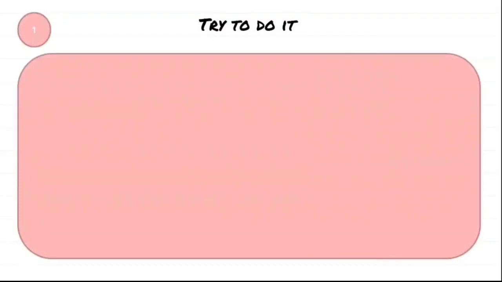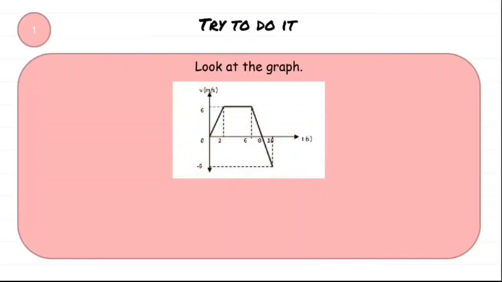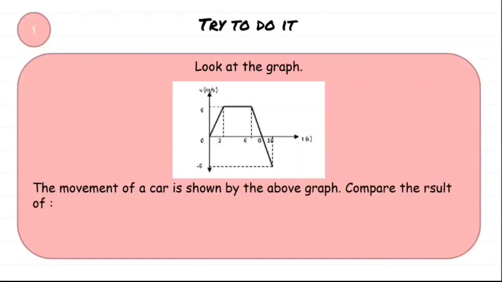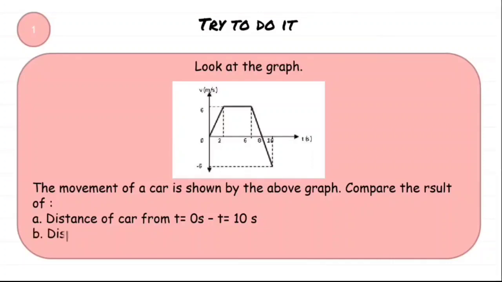Okay, and then this is the last. You should try to do it. The first question, look at the graph. This is the graph of velocity with time. The movement of a car is shown by the above graph. Compare the result of A, the distance of the car from time 0 second until 10 seconds. And then B, the displacement of the car from 2 seconds until 10 seconds.